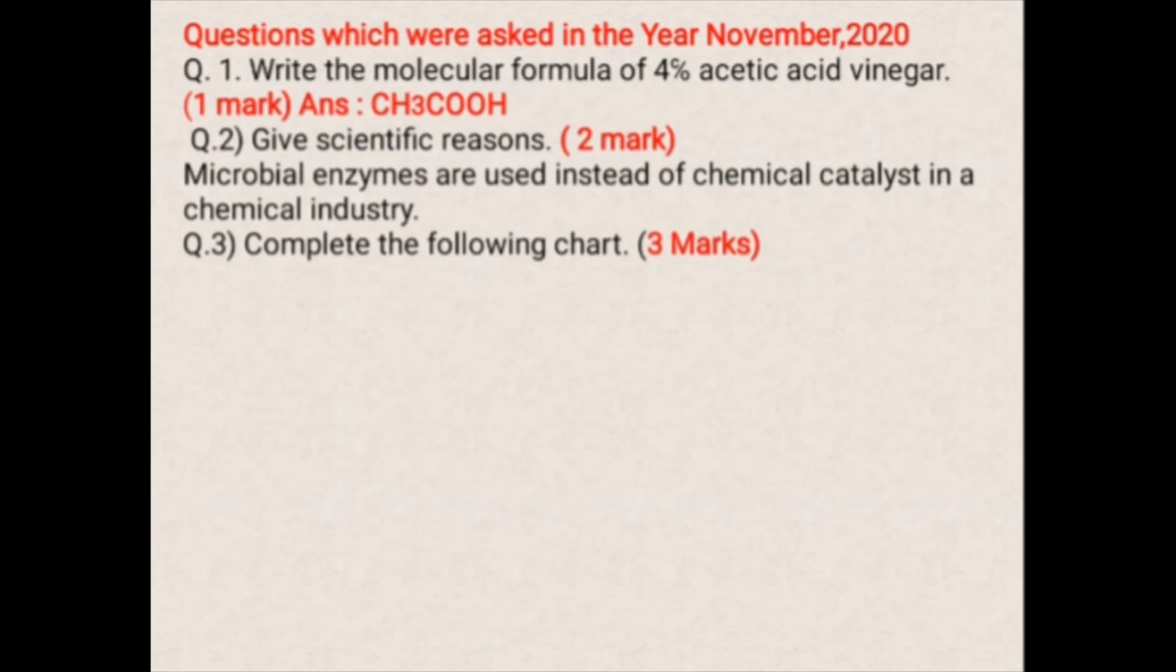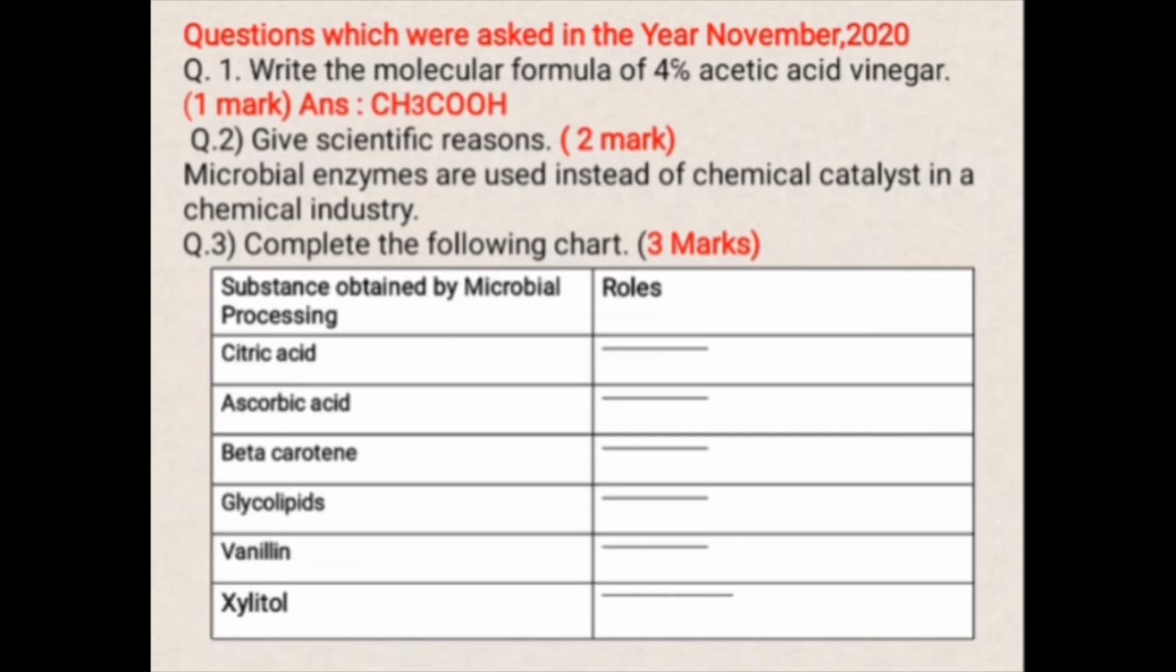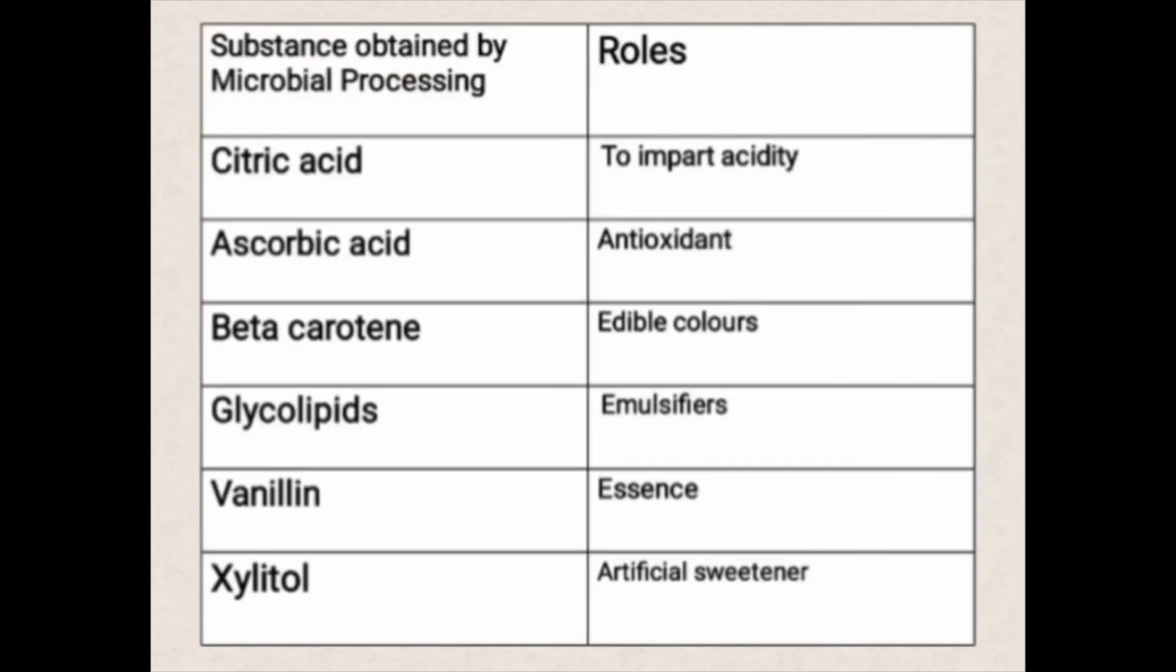Complete the following chart, which was asked for 3 marks. And the answer is: substance obtained by microbial processing, and we have to write the roles of these substances. Citric acid to impart acidity, ascorbic acid, antioxidant, beta carotene, edible colors, glycolipids, emulsifiers, vanillin, essence, xylitol, artificial sweetener.